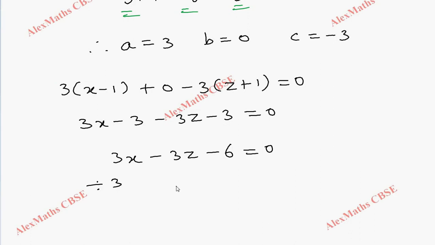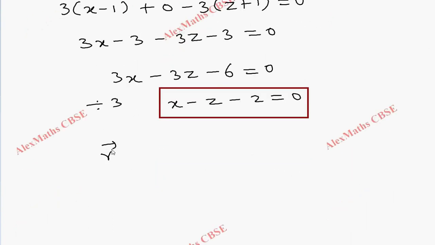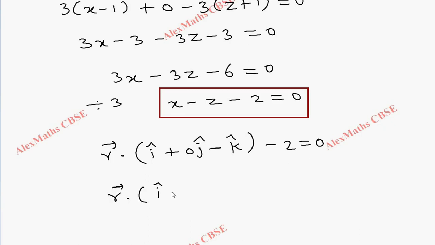We can divide by 3. x minus z minus 2 equal to 0. This is our equation of the plane in the Cartesian form. Now writing this into the vector form, it is r vector dot i cap plus 0 j cap minus k cap minus 2 equal to 0. We can take this 2 to the other side. So r vector dot i cap minus k cap equal to 2. This is our required equation of the plane in the vector form.